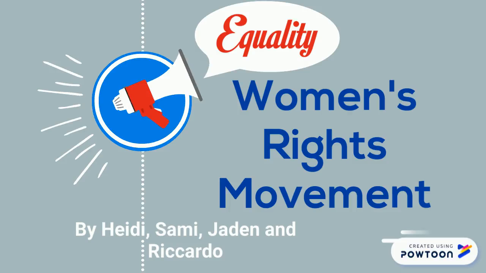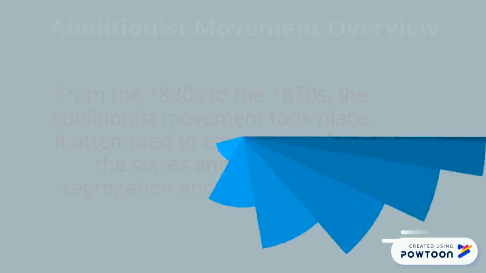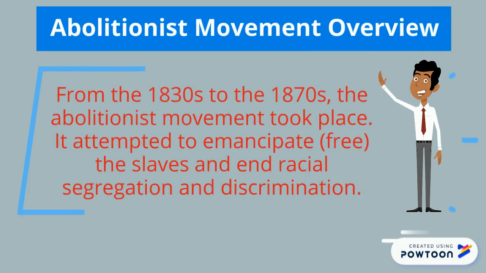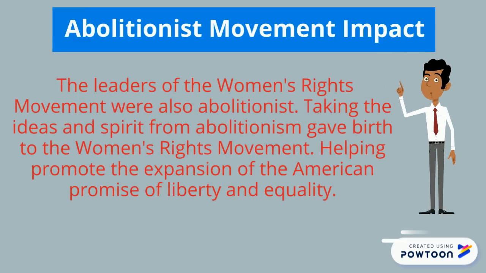The women's rights movement. From the 1830s to the 1870s, the abolitionist movement took place, attempting to free the slaves and end racial segregation and discrimination. The leaders of the women's rights movement were also abolitionists, taking the ideas and spirit from abolitionism, which gave birth to the women's rights movement, helping promote the expansion of the American promise of liberty and equality.